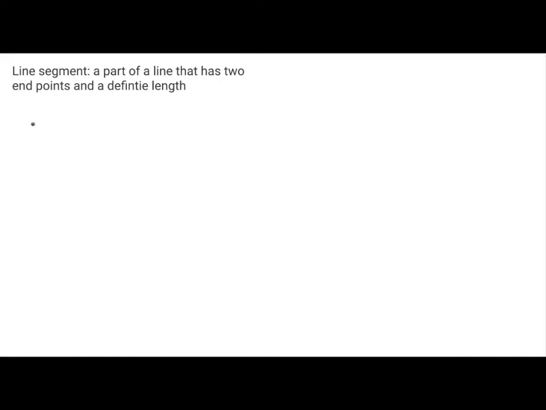So if we have a point A over here, then a point B over here, this here would be a line segment since it has a definite length. It's defined between points A and B, that's its length, and it's a line.